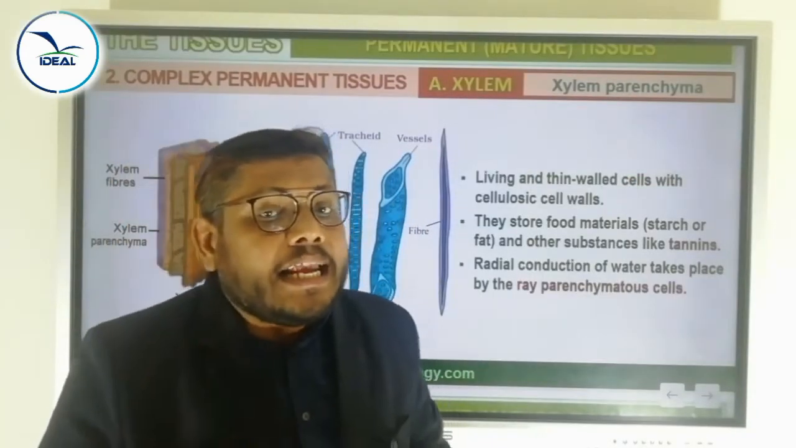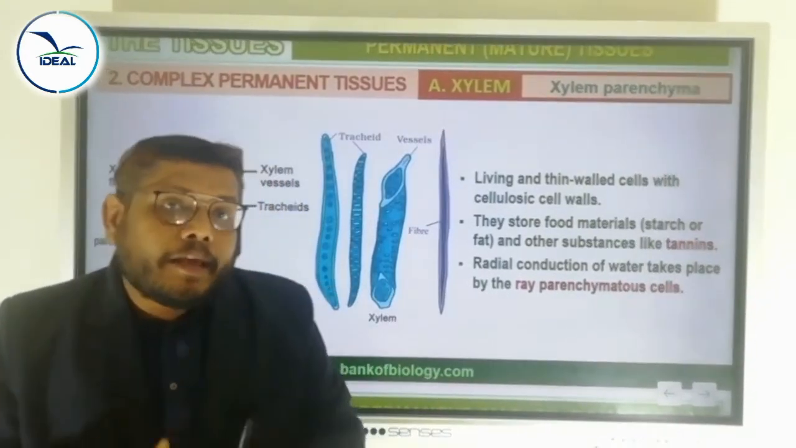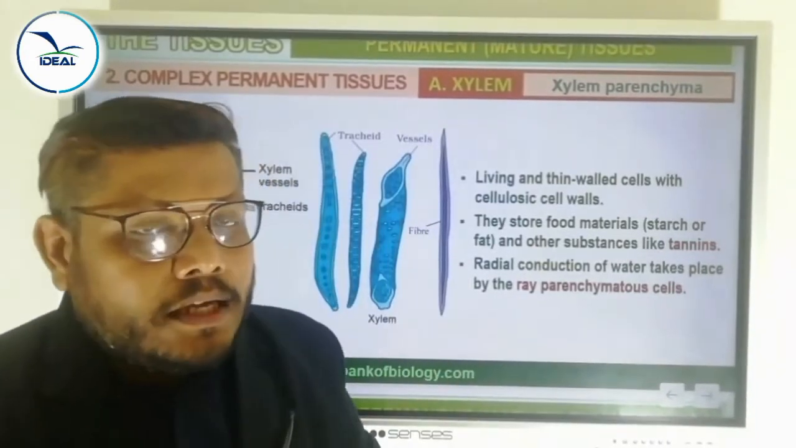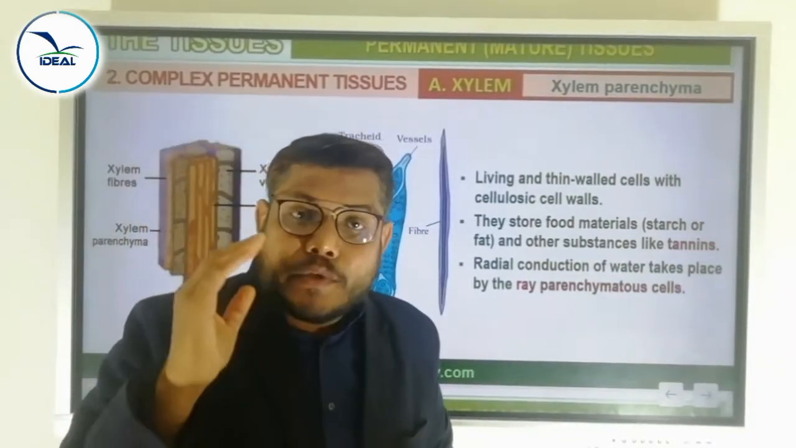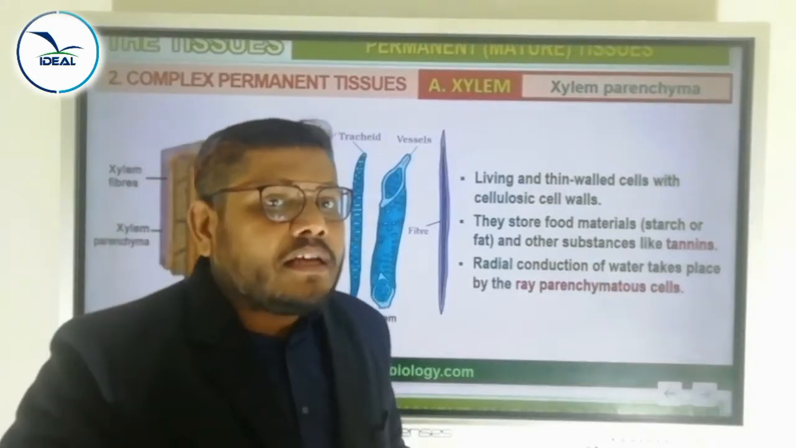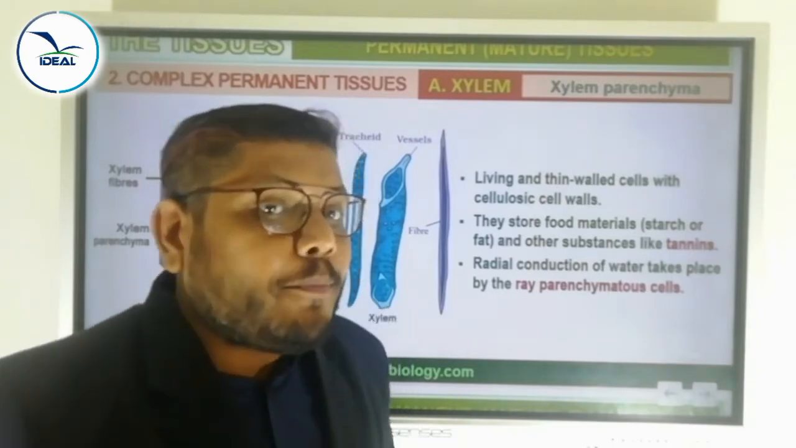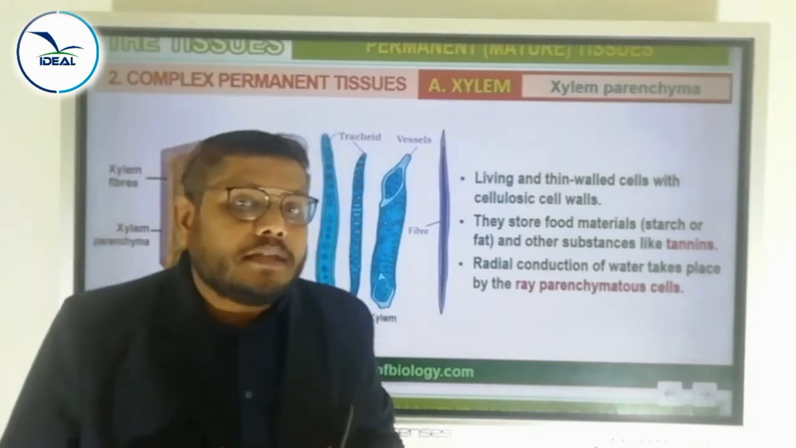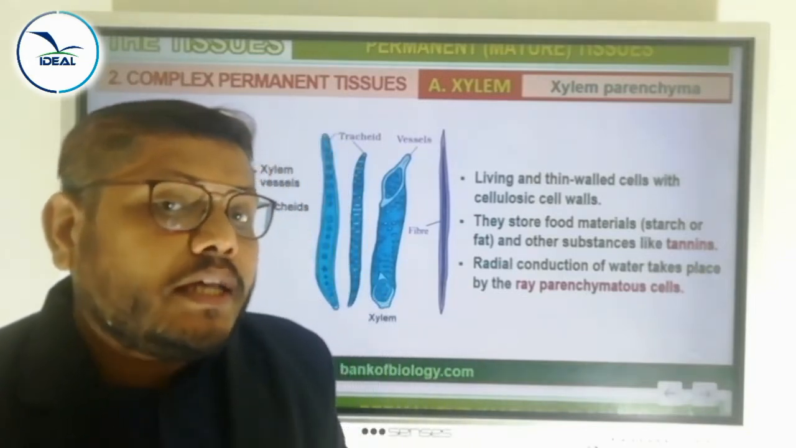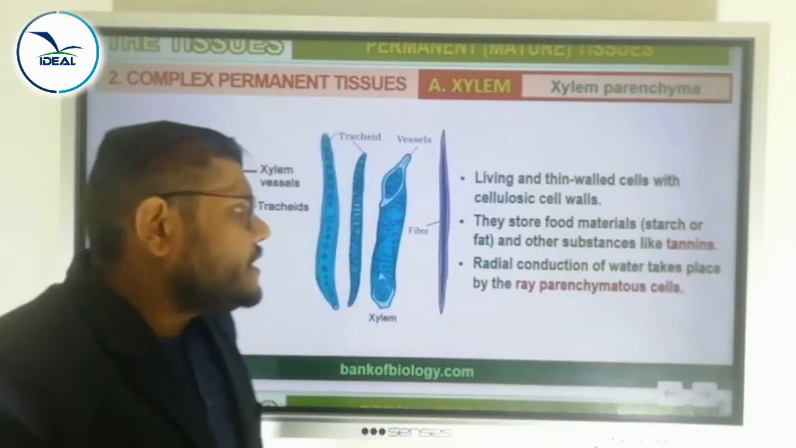Next one, xylem parenchyma. What is xylem parenchyma? The parenchymatous cells associated with the xylem are called xylem parenchyma. These are living, thin-walled cells. That thin cell wall is made up of cellulose. The xylem parenchymatous cells perform functions like storage. What are they storing? Starch or fat and other substances like tannin.